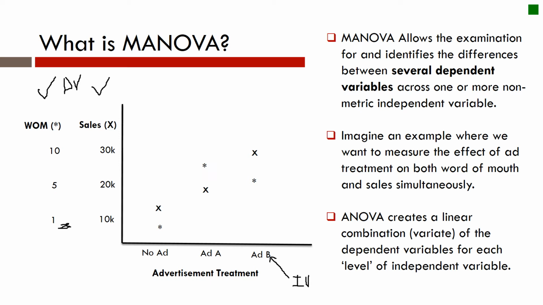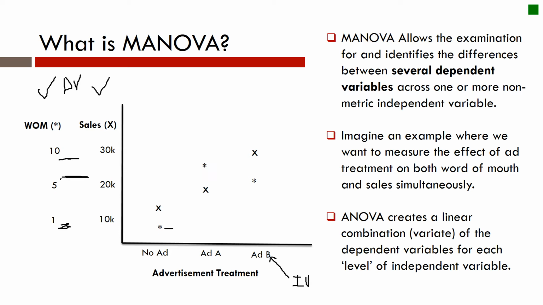This is a 1, 5, 10 scale, but it would appear that the no ad would be somewhere around a 0 or a 1, maybe a little below 1. And then the ad A word of mouth is somewhere up here, maybe around 7 or 8. And the ad B word of mouth would be somewhere maybe around 6. So we have maybe a 1, a 7.5, and a 6. So it certainly looks like there's a significant difference between no ad versus ads A and B.